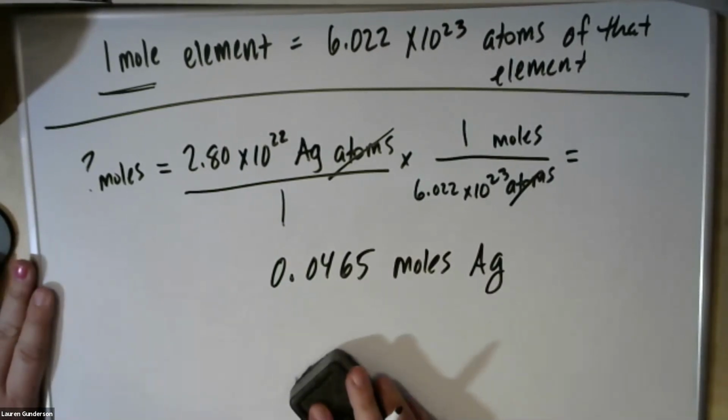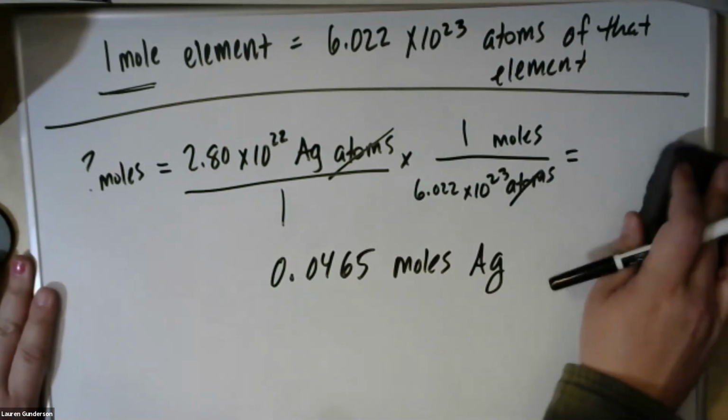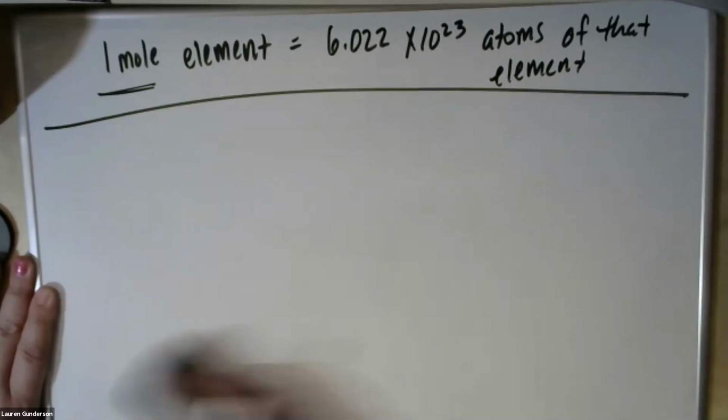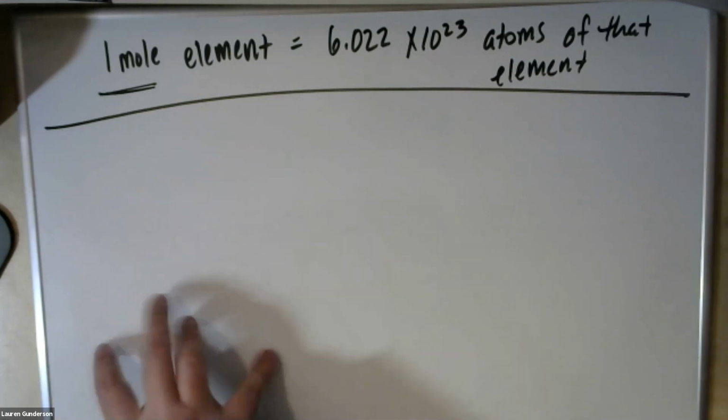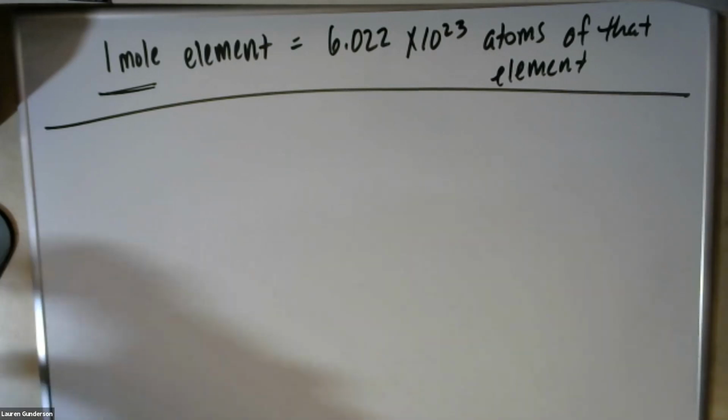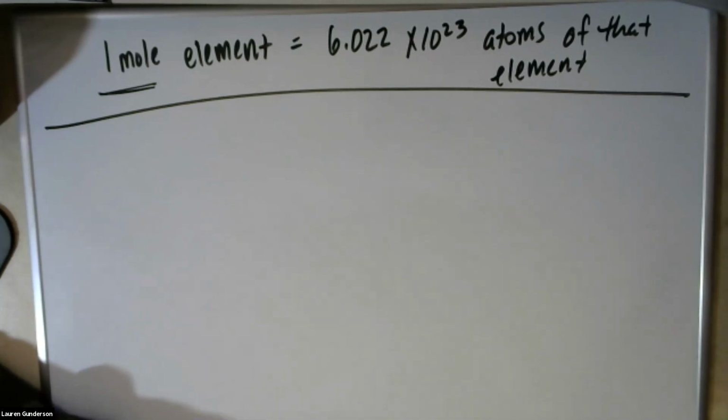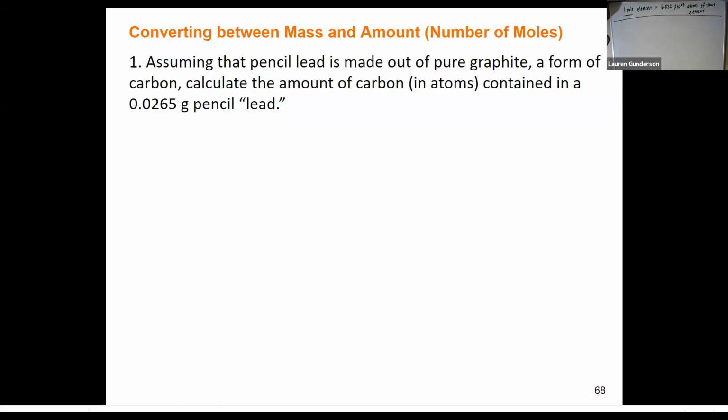Okay. Now we're going to take this one step further, because we're going between atoms and moles and moles and atoms. But we can use mass values and convert those between, like convert mass into atoms or atoms into a mass value. And it just involves one extra step. So in this case, we're assuming that pencil lead is made out of pure graphite, which is a form of carbon. Calculate the amount of carbon in atoms contained in 0.0265 grams of pencil lead.